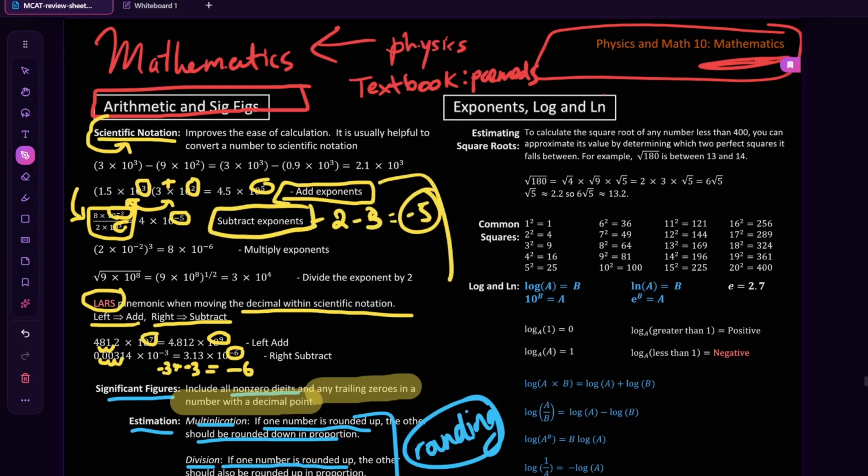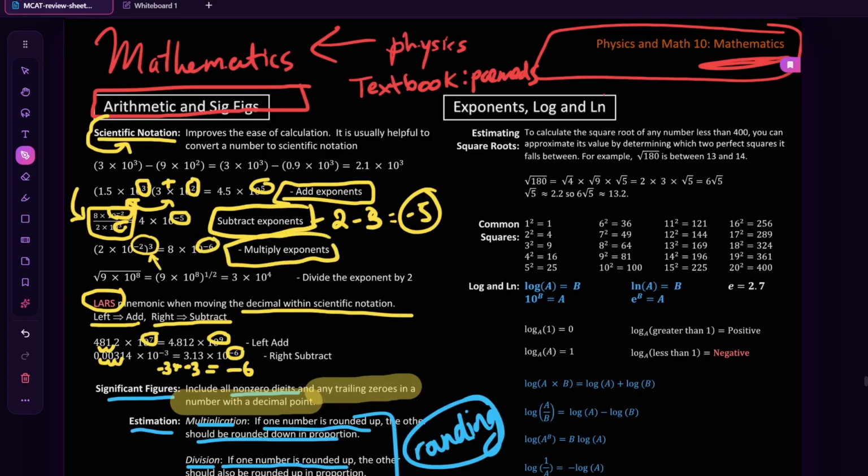Now, this would follow exponent laws. If you don't know already, that's okay. It's good review as well. And then if you're raising them to a power like this, with the exponent outside the bracket, you do 3 times -2, which would give you -6. So if you ever see a situation where you have to multiply them like that, that's how you would do it.